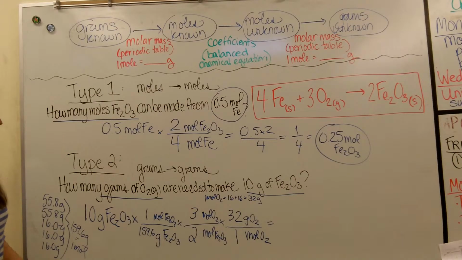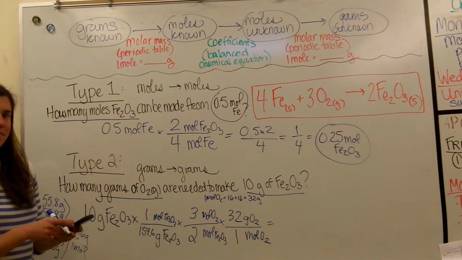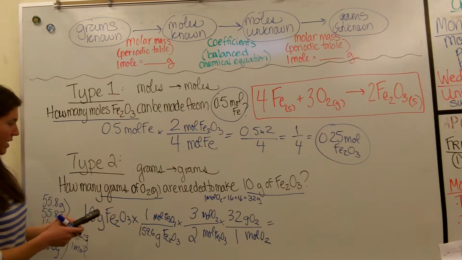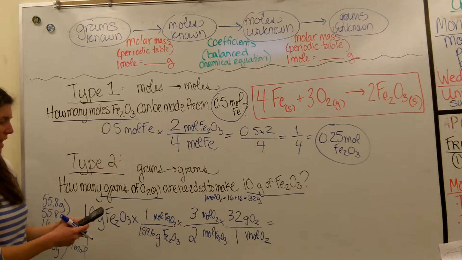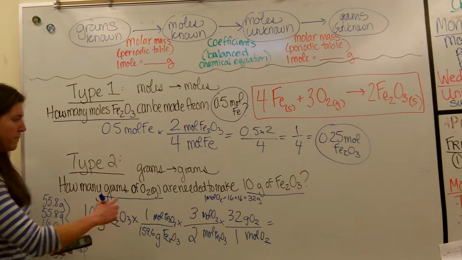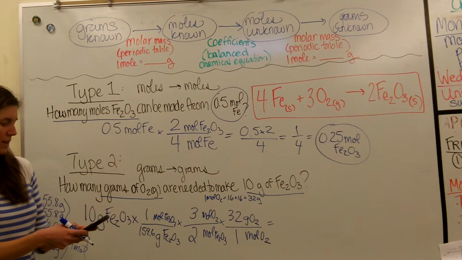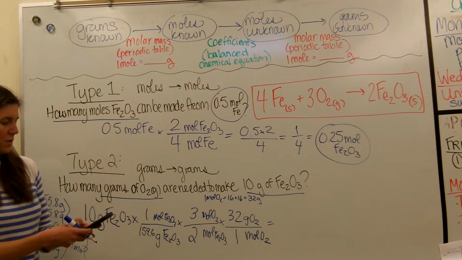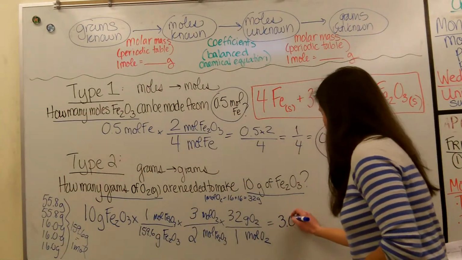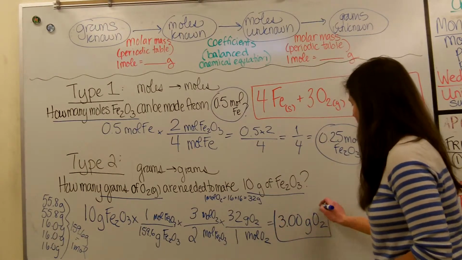If you stop now, make sure that you can plug this in your calculator correctly, because I know some of us set it up right, but maybe aren't plugging it in right. So take a moment to try it in your calculator, and what you should do is 10 times 3 times 32 divided by 159.6 divided by 2. So you should end up with 3 grams of oxygen as your final answer.